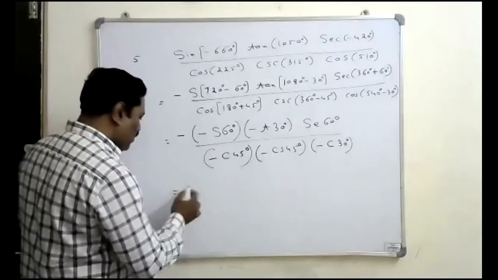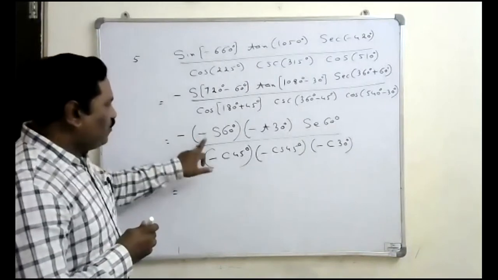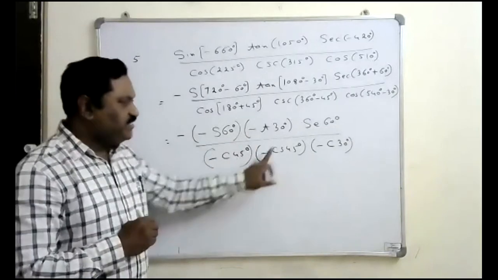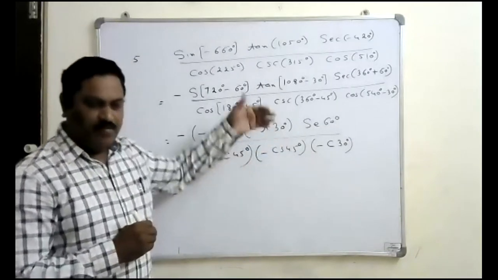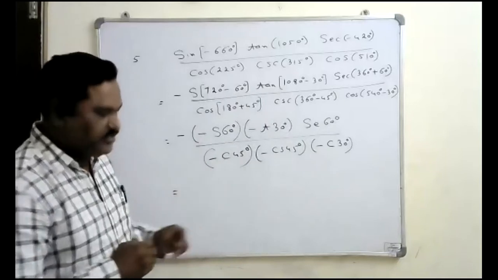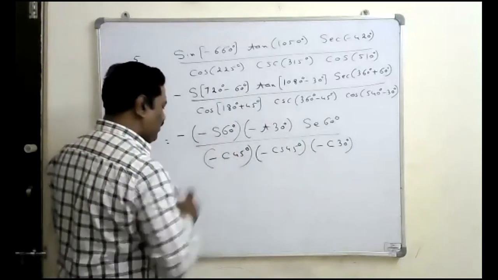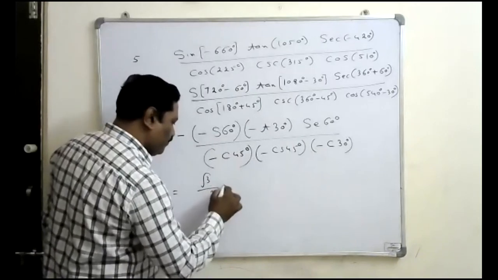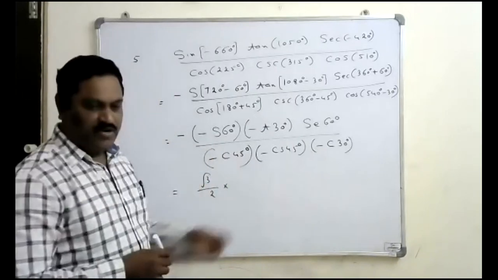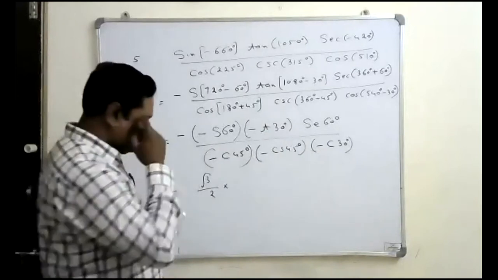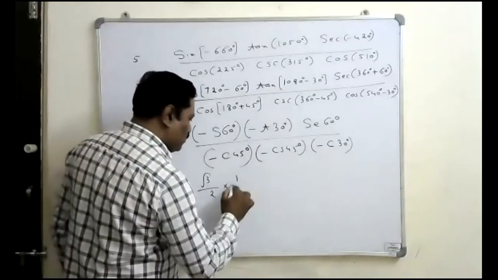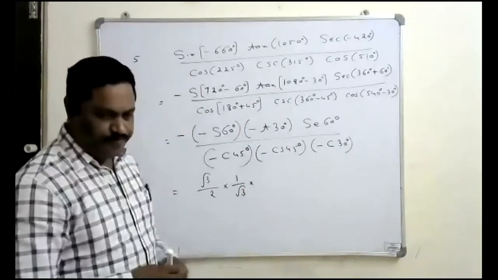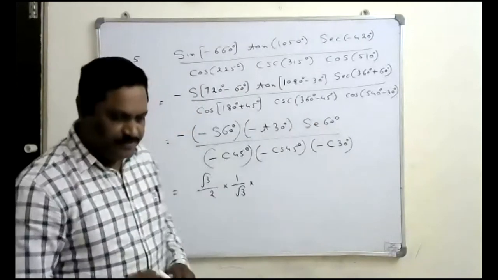Now, if you observe here, minus into minus into minus, which is minus. Minus into minus into minus, which is also minus. Minus upon minus, which is plus. Now, the value of sine 60 is root 3 by 2. Into, what is the value of tan 30? 1 by root 3. Into, what is the value of secant 60?